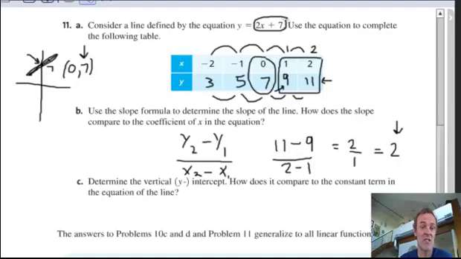So to determine the vertical intercept, the y, it is 7 because that's what you see in the equation. And that happens for all these linear functions. Like I say, the coefficient in front of the x is the slope. It could be positive, could be negative, and the constant at the end is the y-intercept.